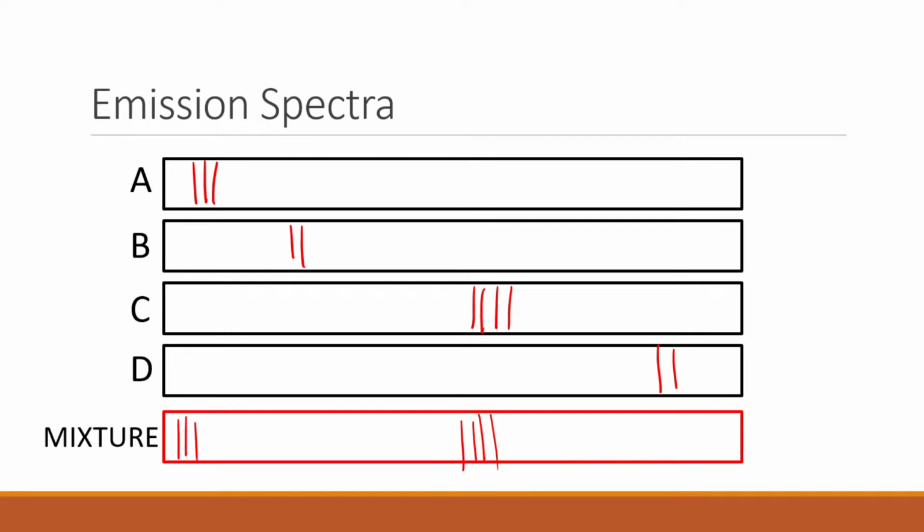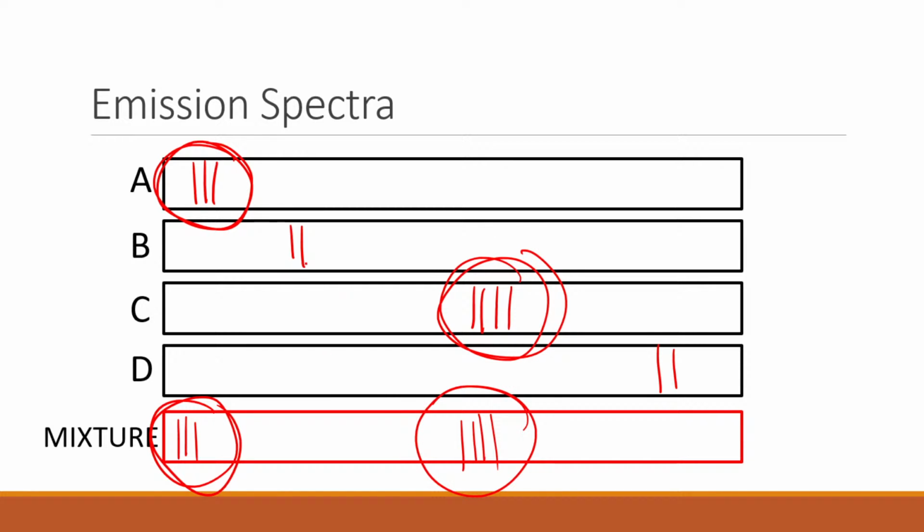Right? If you said A and C, you are correct here. The lines from element A show up in my mixture. The lines from element C show up in my mixture. The lines from B, those ain't there. The lines from D, they're not there either. So this mixture would be some combination of A and C.